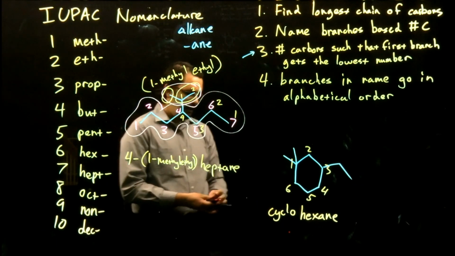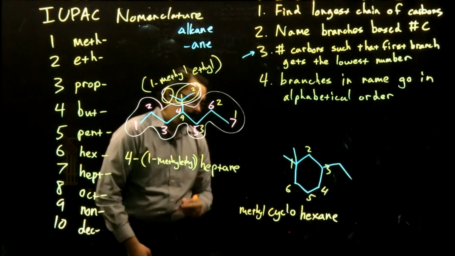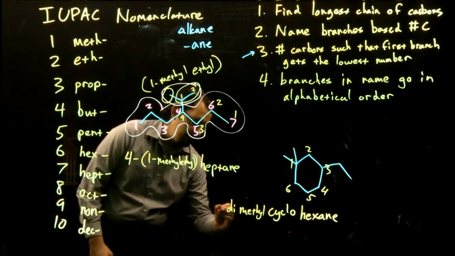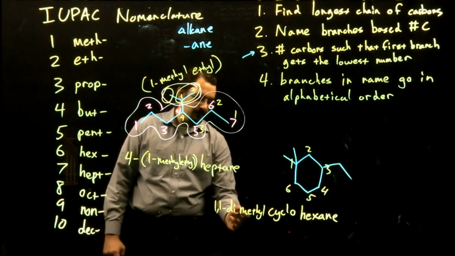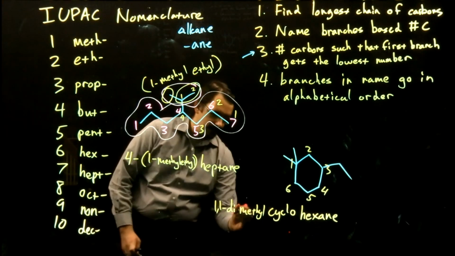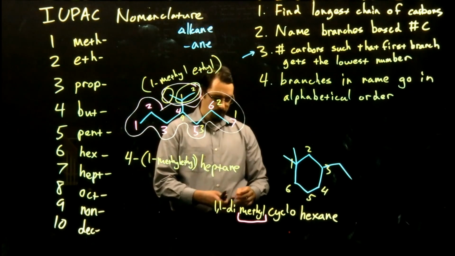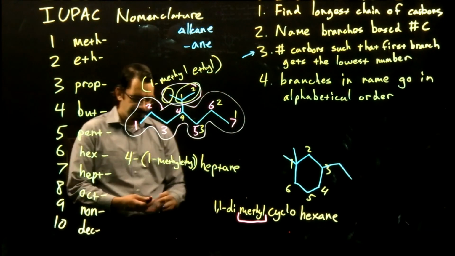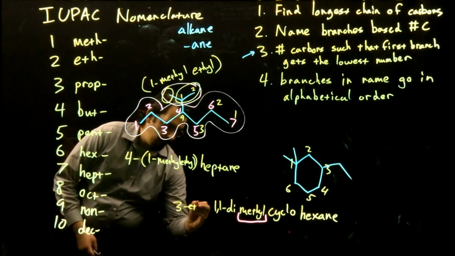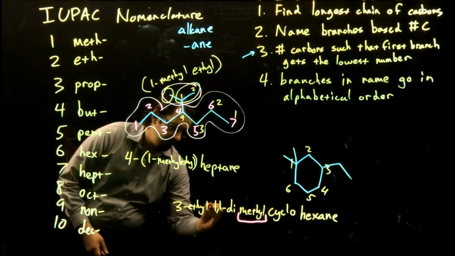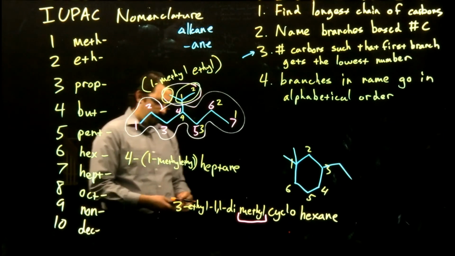So again, I want to do this in alphabetical order. So we have our methyl. This is a dimethyl, 1,1-dimethyl. In terms of alphabetical order, we're just looking at the name of our branch itself. We kind of ignore the di portion of our name. And then that 2-carbon ethyl branch is at the 3rd position to make it 3-ethyl 1,1-dimethyl cyclohexane.